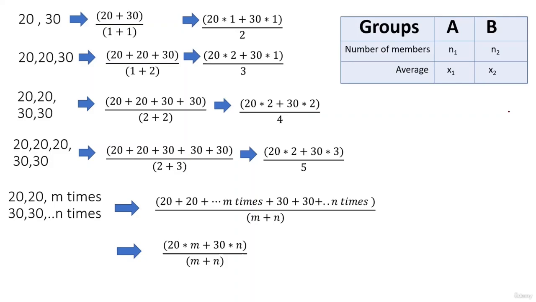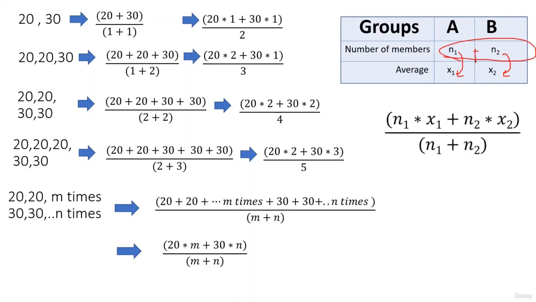So for the first group, the total comes out to be n1 into x1, right? There are n1 people, and what is the average of each one? x1. So what is the total of this group? n1 into x1. What will be the total of the second group? n2 into x2. And the total number of people will become how much now? n1 plus n2, right? So this is the formula for finding the combined average of two groups. This is basically called the weighted average.